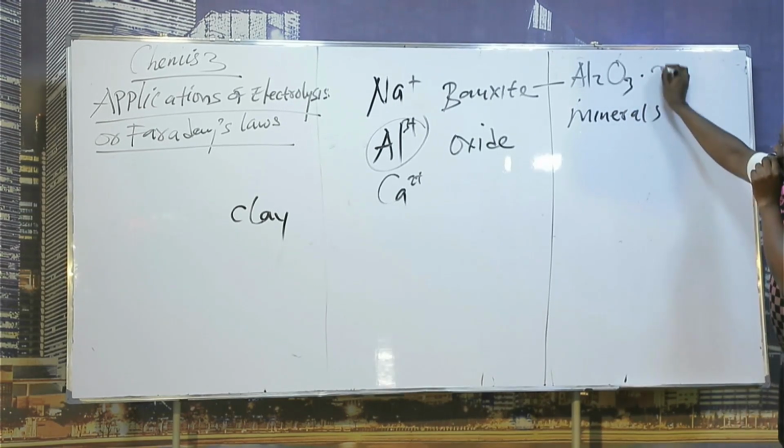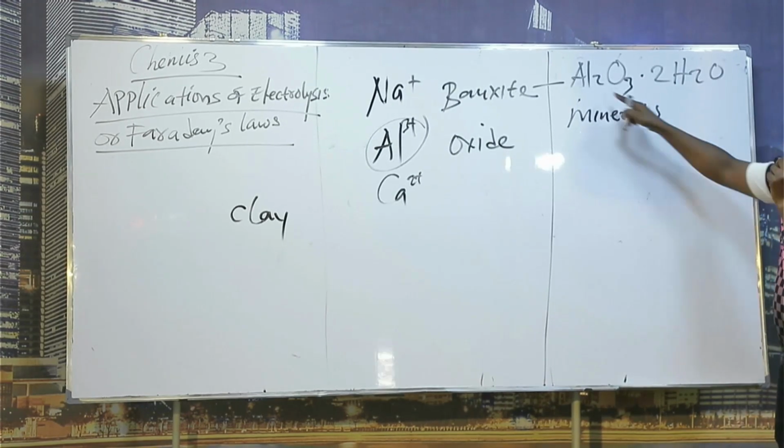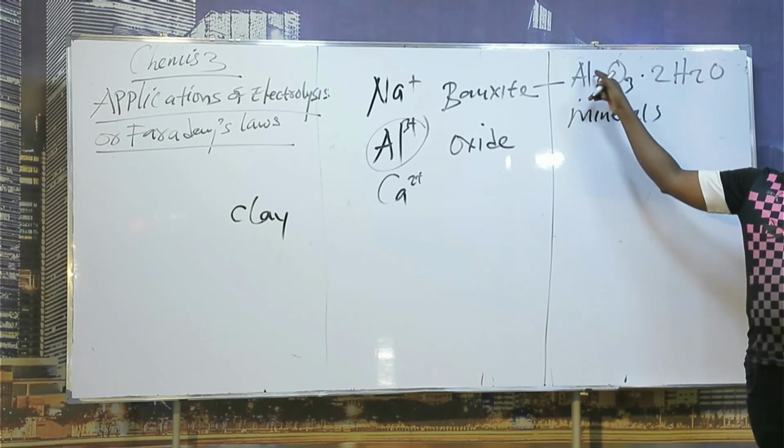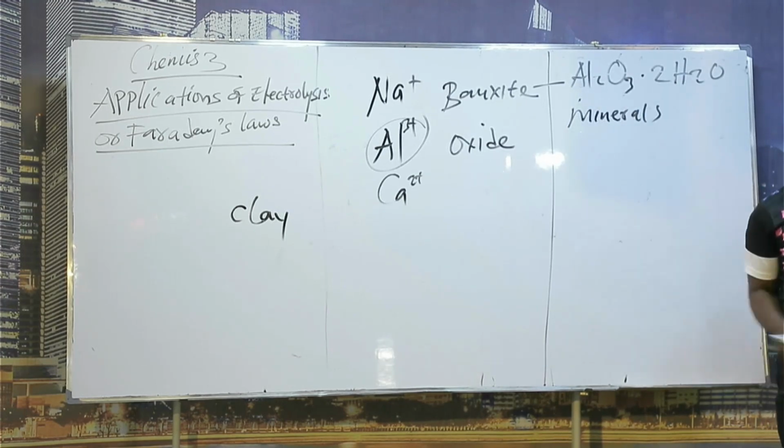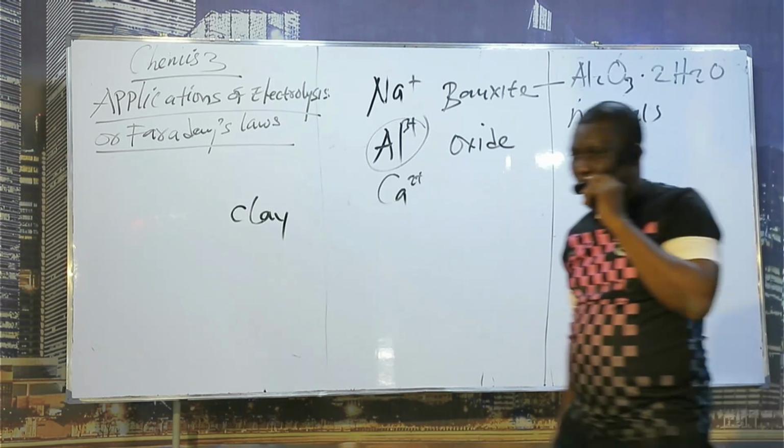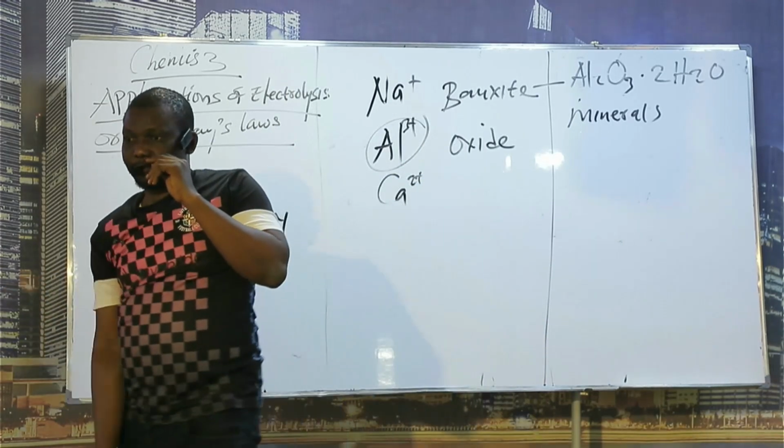Al2O3·2H2O. If you see the dot, it means the salt is hydrated. It's only a hydrated aluminium oxide. It's another name for bauxite.